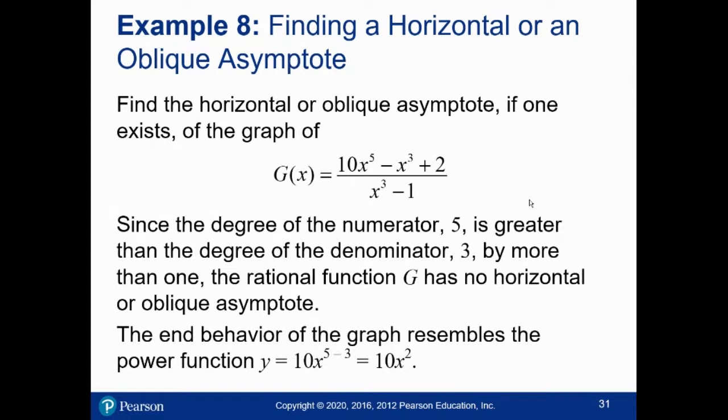Okay? The end behavior of the graph is going to look kind of like, well, the numerator looks fundamentally like 10x to the 5th. Once x is enormous, the cubic and the square and the constant 2 are not so important. And in the denominator, the -1 is not nearly as important as the x cubed. So as x is very, very big, it's going to look very much like 10x to the 5th over x cubed, which is just 10x squared.